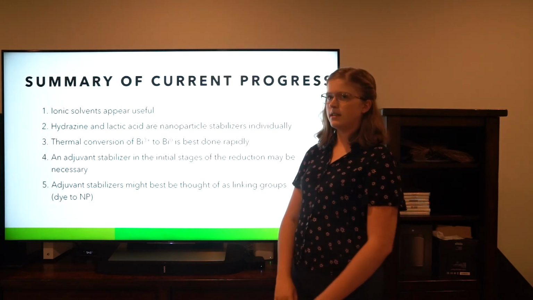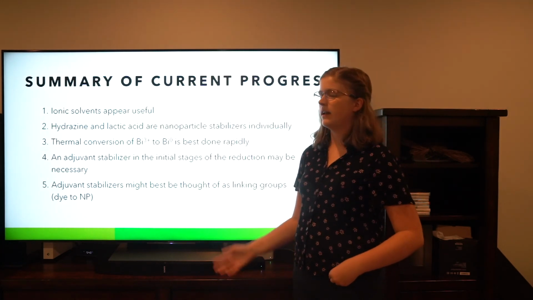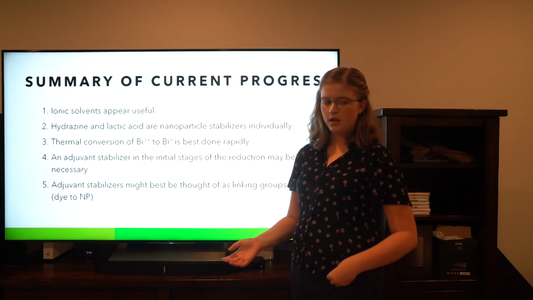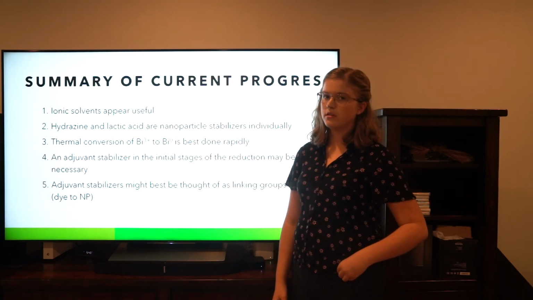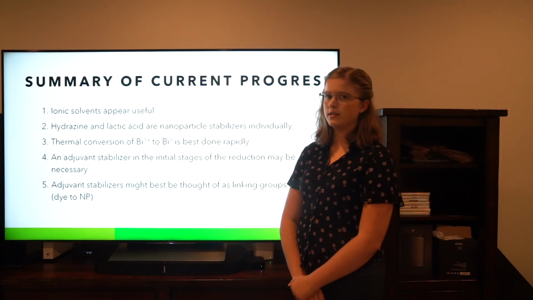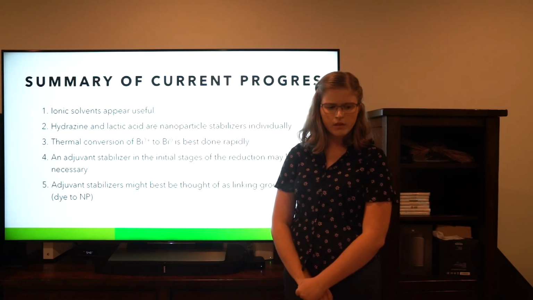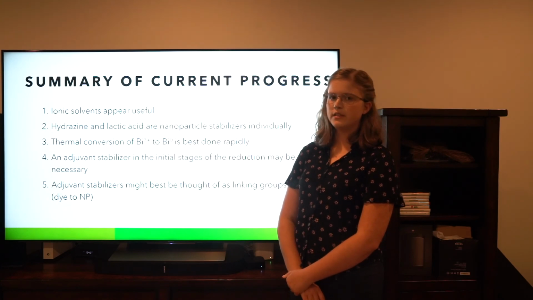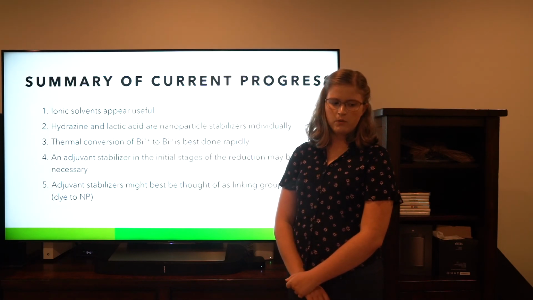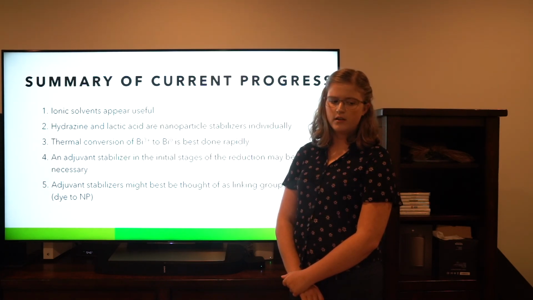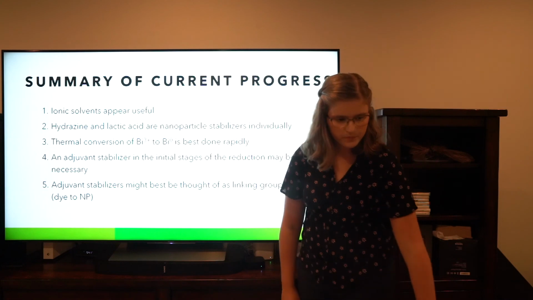Fourth, an adjuvant stabilizer may be necessary in the initial stages of the reduction in order to make small enough bismuth nanoparticles, since thermal and chemical quenching did not seem to work that well. And finally, adjuvant stabilizers might be best thought of as linking groups from the dye to the nanoparticle, where one end of the solvent stabilizes the nanoparticle and the other end solubilizes the dye.